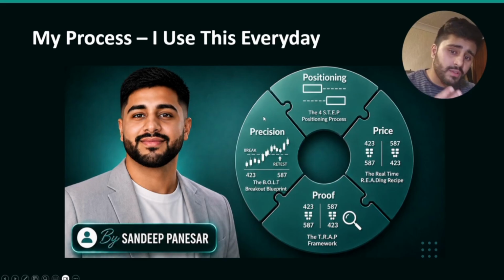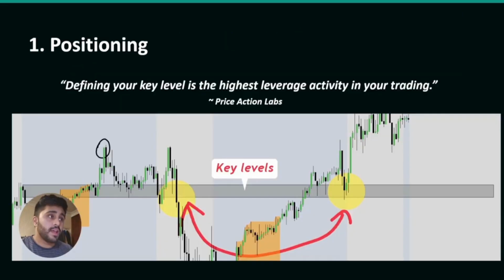So this is a 4-step mechanical process, or I call it the 4 P's to profitability, that I want you to use. And at the end of this video, you're going to have a step-by-step blueprint in order to do so. Right, so let's get into it.